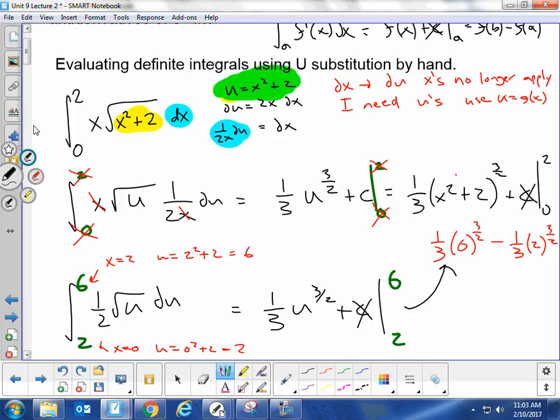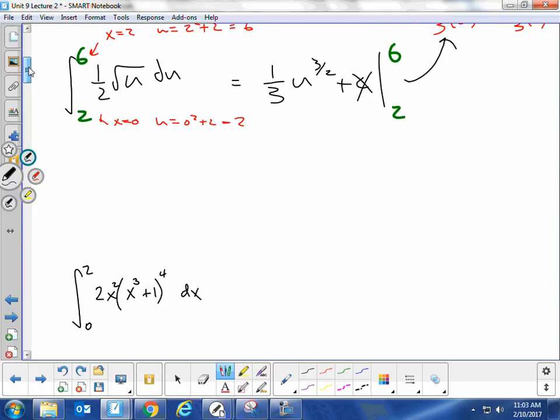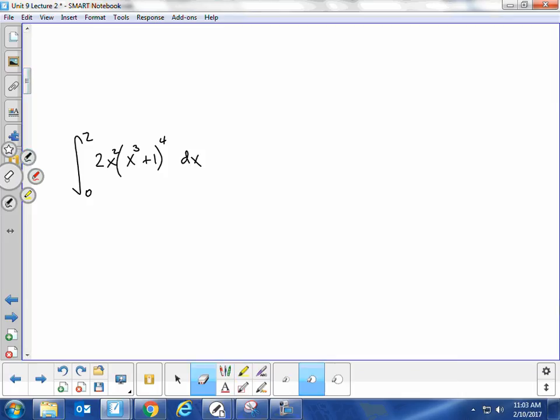Okay? Why don't you go ahead and try that with this one, finding this area using u's. I'm going to change it a little bit. We have 2x, x squared. Let's go with minus 1 squared.